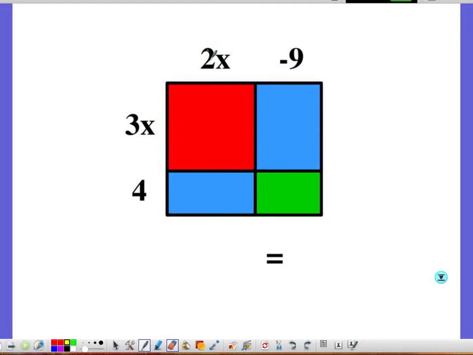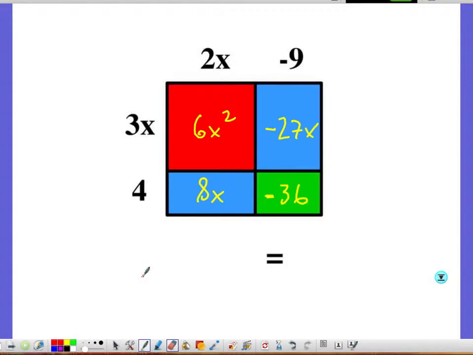Again, we want to multiply the areas of each individual shape. So we have 2x times 3x, which is 6x squared. 3x times negative 9, which is negative 27x. 4 times 2x, which is 8x. And then 4 times negative 9, which I believe is negative 36. Okay.